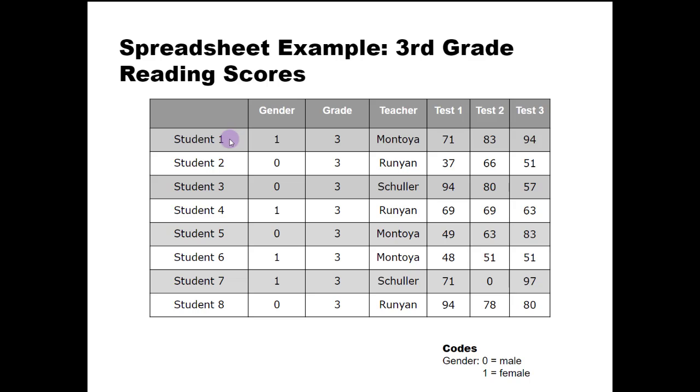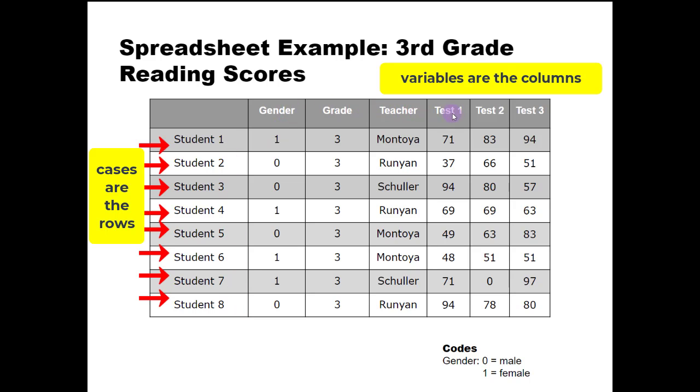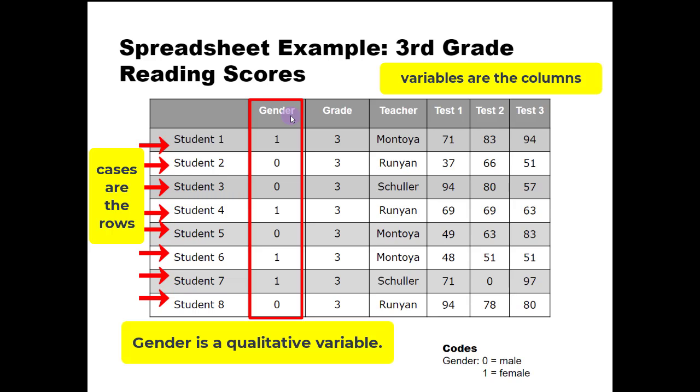In this situation, we have 8 cases and 6 variables. When we look at the variables, we can see that gender describes a quality about the student. Therefore, gender is a qualitative variable. Notice that these have numbers. The reason they have numbers is because the researcher has decided to code the genders.